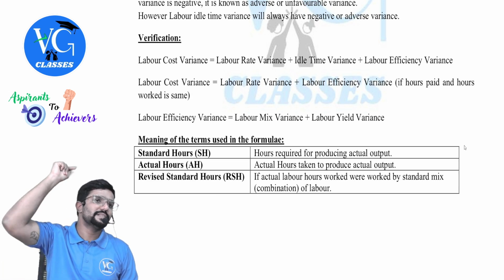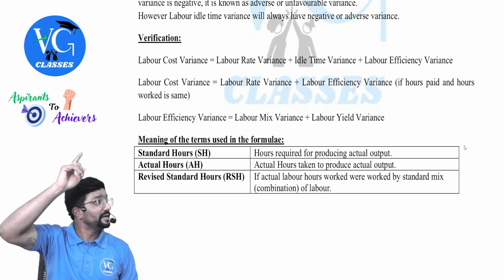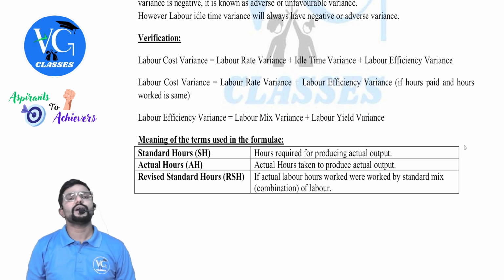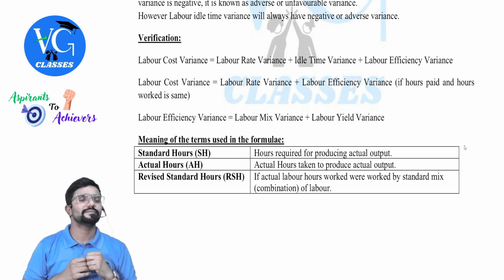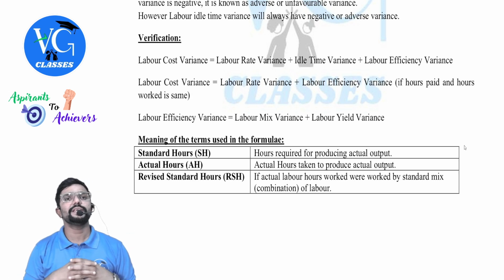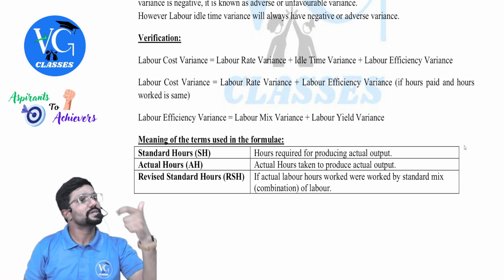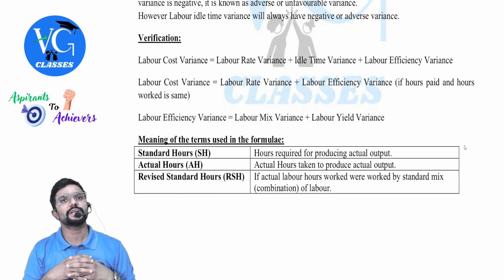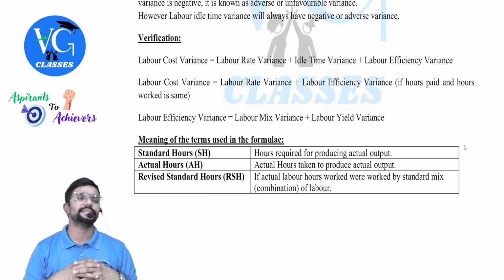Okay, we'll start from material. You guys have to tell loudly. I should hear, not me only, foundation class students also should hear. We'll start with material cost variance. Formula: standard material cost minus actual material cost. How do you get standard material cost? Standard quantity for actual output into standard price. Then how do you get actual material cost? Actual quantity into actual price.